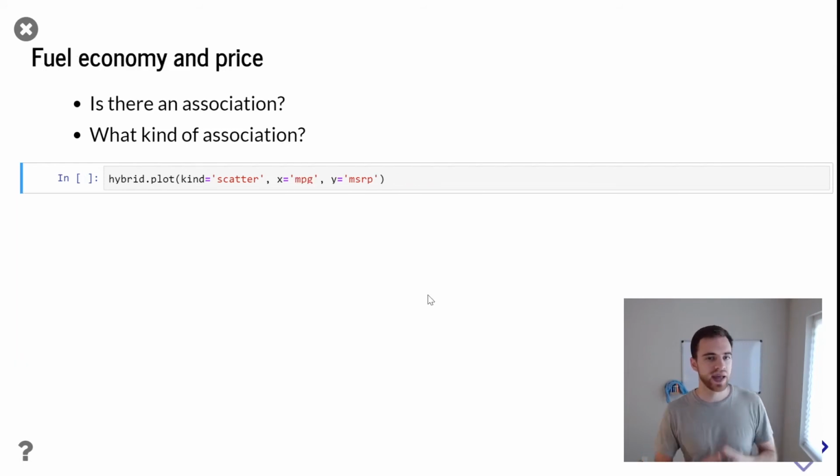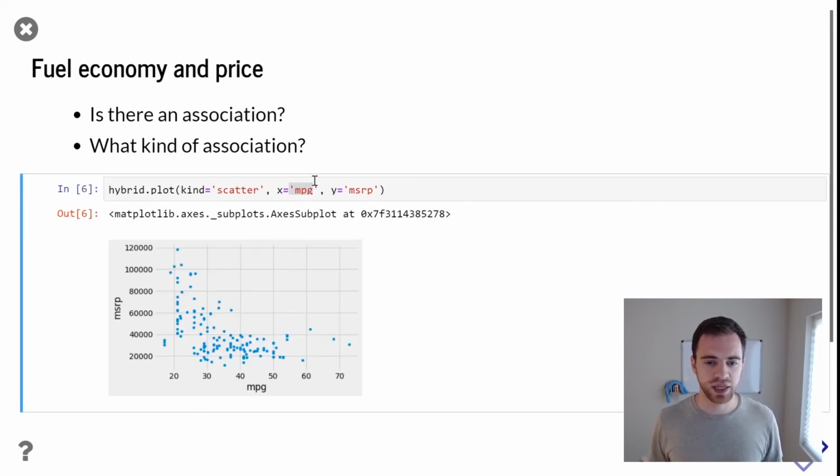So now let's take a look at another pair of variables. Fuel economy, basically how efficient is that car, and price. Is there an association between these, and what kind of association? So before we plot the scatter plot, it's useful to stop and think. What do you think will happen if I use fuel economy as the x-axis, and on the y-axis, the price? What do you expect to see? Well, so let's plot it and take a look.